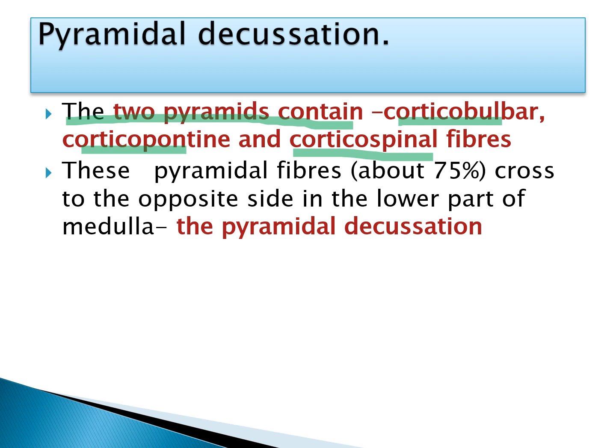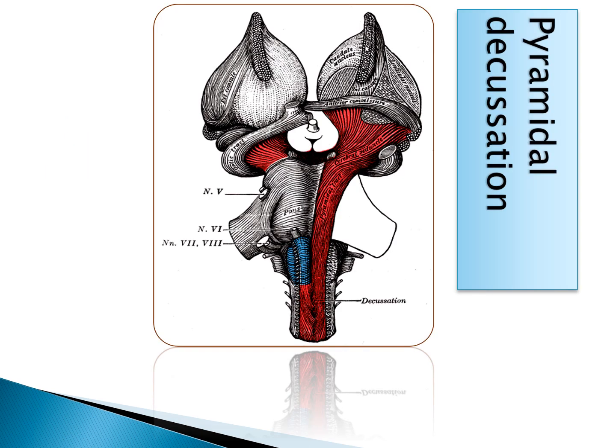So what is pyramidal decussation? About 75% of the pyramidal fibers cross to the opposite side in the lower part of the medulla. That is called the pyramidal decussation. Now you can appreciate the pyramidal decussation in this picture.